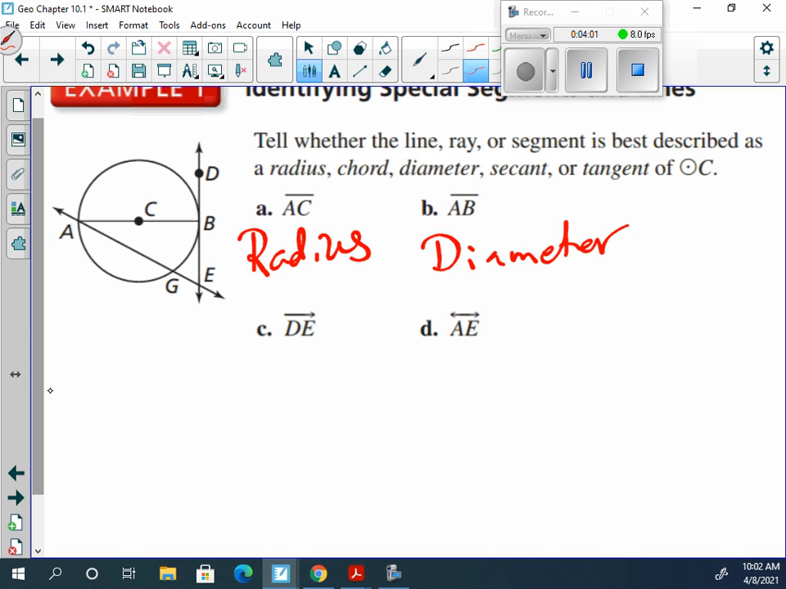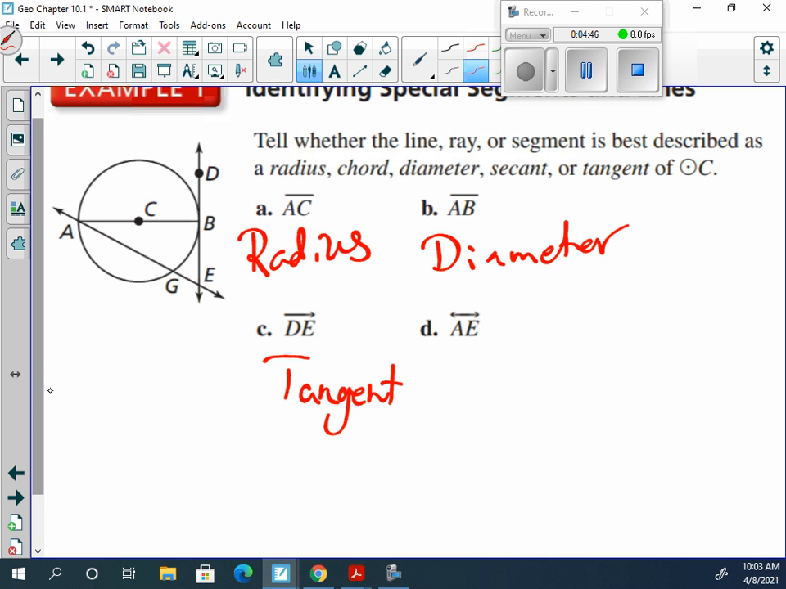Okay, let's look at ray DE. It would be tangent because it intersects the circle at how many points? 1. So this would be tangent. Where would the point of tangency be at for this ray? It would not be point D, it would be point B. Because the point of tangency is the point at which the line, ray, or segment intersects the circle. So it would be at point B. The point of tangency is at point B.